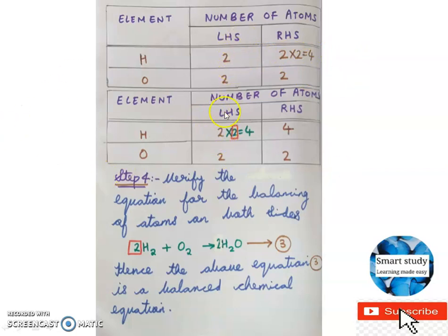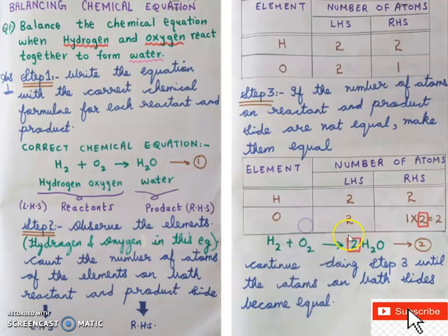I am multiplying this 2 with 2. So 2 2s are 4. Now 4 and 4 are equal for hydrogen, and for oxygen also 2 and 2 on the LHS and RHS are equal. So if I observe, I think it is balanced. So again I will edit the equation. How to edit the equation? In this I had H2 plus O2. So what am I editing here? I am editing the LHS of hydrogen in the next table. So before H2 I have to write 2.